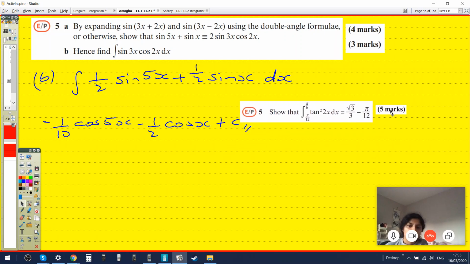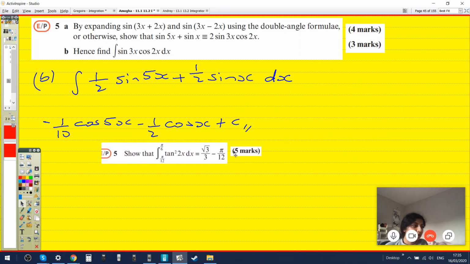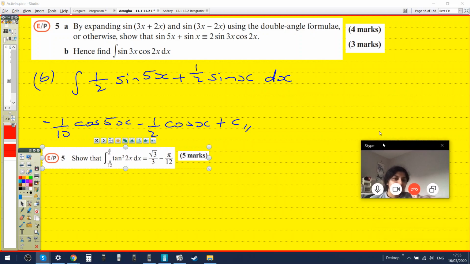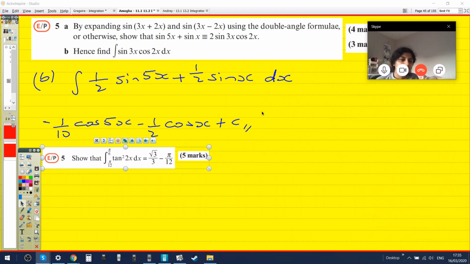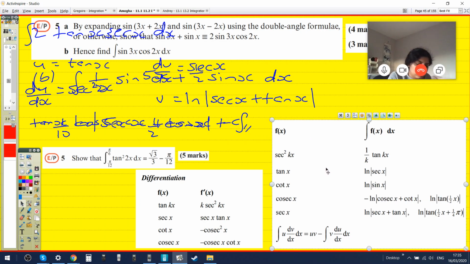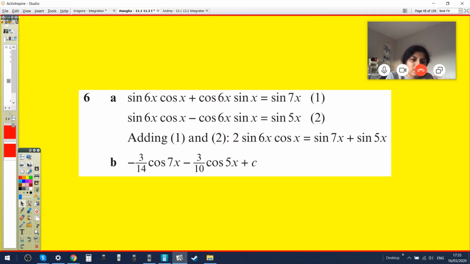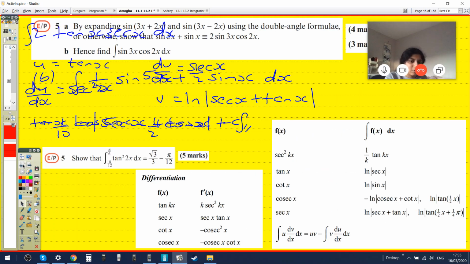Is this one worth doing? No idea how to do tan squared 2x. You'll figure it out. Wait, tan squared x is equal to sec squared x minus 1. So wouldn't tan squared 2x just be sec squared 2x minus 1, or is that wrong?